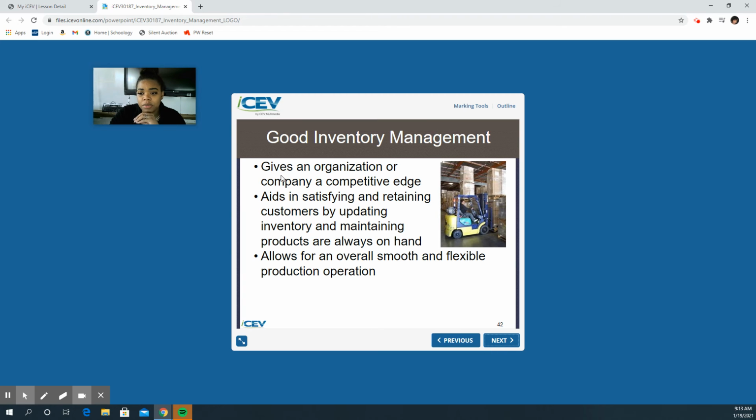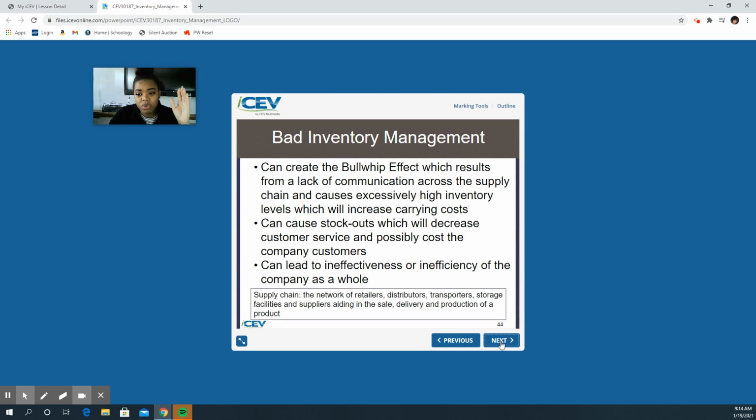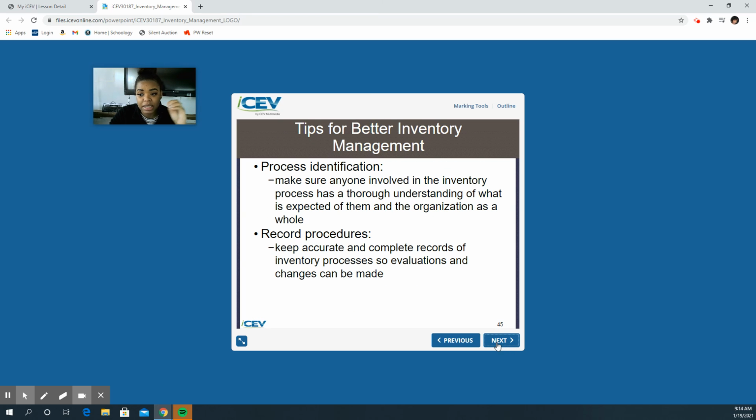Management tips. Good inventory management gives an organization a competitive advantage, and it helps with retaining customers. If every time I go on Target's website and try to buy something from a home decor line, Studio McGee, and I can never get anything, that doesn't make me very excited about it. It helps by updating inventory and maintaining that products are always on hand, and it allows for overall smooth and flexible production operation. Okay, it's very good to receive a quick customer turnaround and customer satisfaction. You want to have good inventory management. But when it's bad, you can have all kinds of issues.